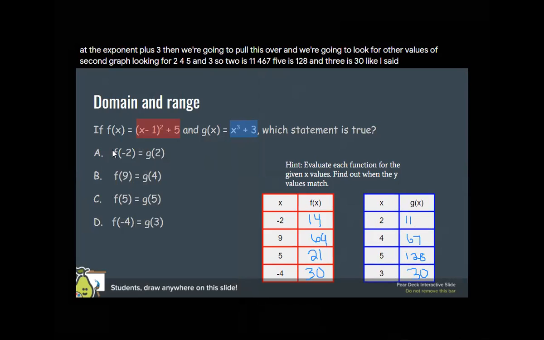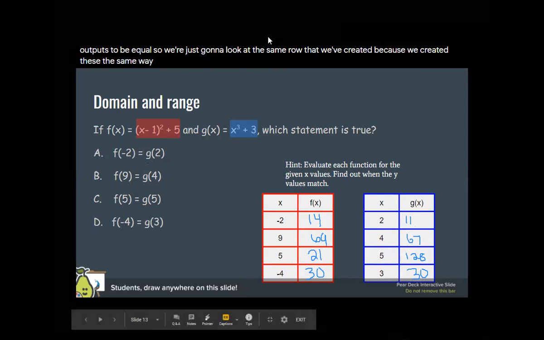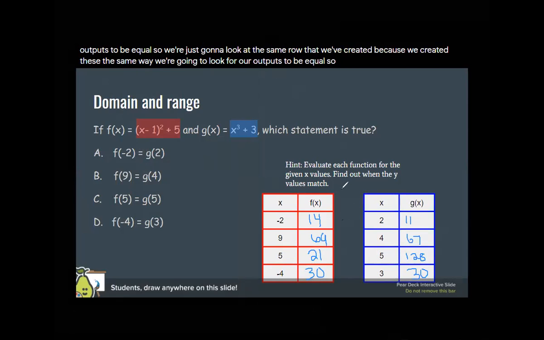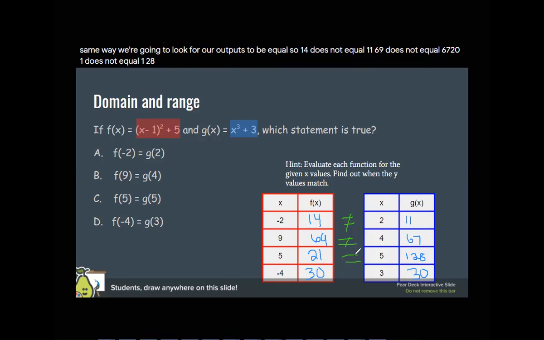So like I said, we want our outputs to be equal. We're just going to look at the same row that we've created because we created these the same way. And we're going to look for our outputs to be equal. So 14 does not equal 11. 69 does not equal 67. 21 does not equal 128. And 30 does equal 30. So it's D.